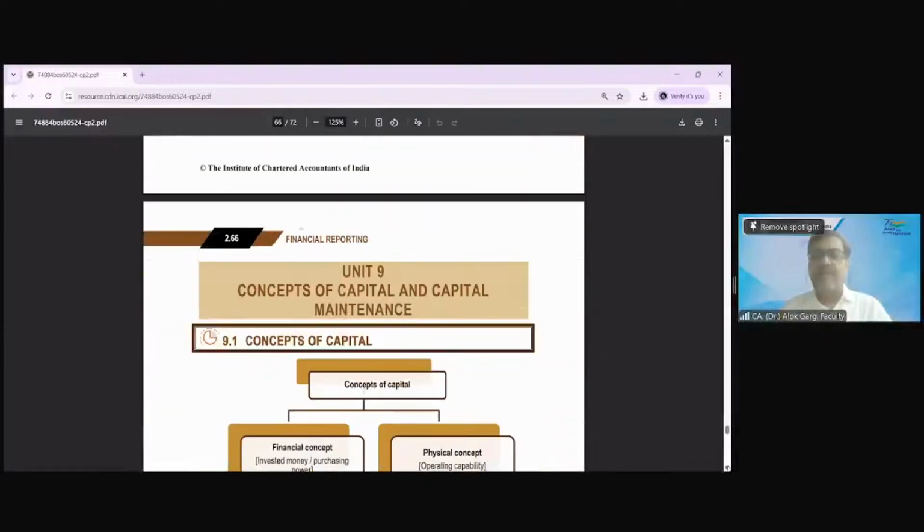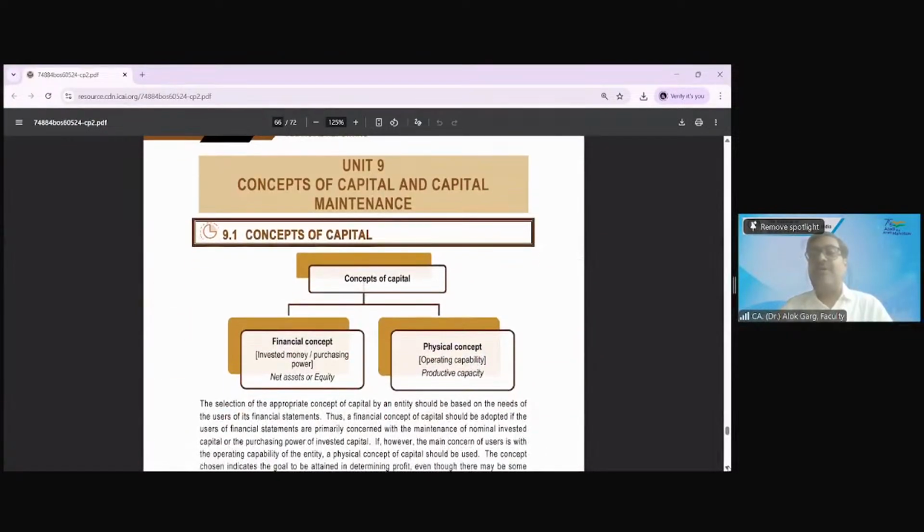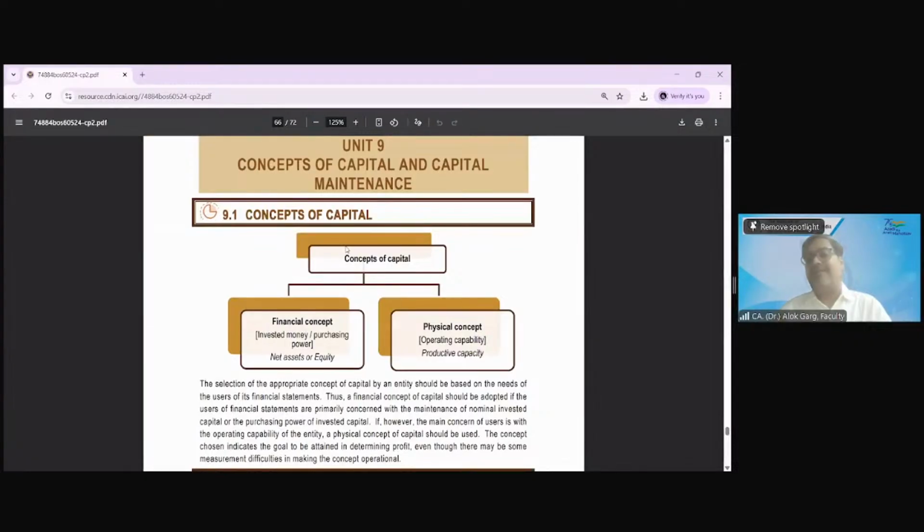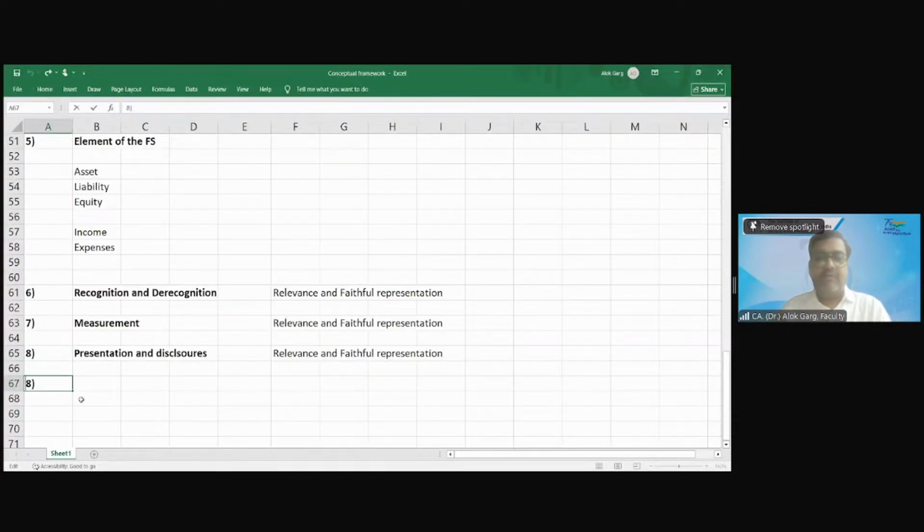Okay. Now the last concept is the concept of capital and capital maintenance. What is the concept of capital and capital maintenance? You guys have read this concept in CA Inter also. Can you tell me what is the concept of capital and capital maintenance? Anyone who can just try to attempt? Sir, how the entity defines the capital and how it maintains the capital assets? Okay. Yes. So the concept of capital is quite simple.